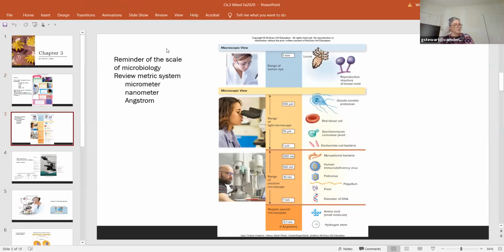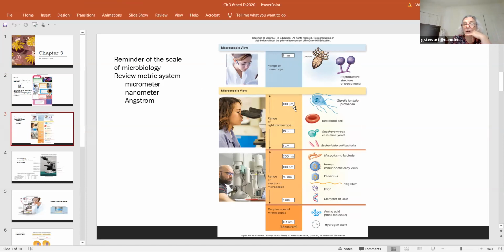So this picture, this is one of the next panels in your book, and this is, of course, to remind us of the scale of microbiology. Microbiology, right? Biology, study of life. Microbiology, study of small life. So you'll see here that this is about the range of a human eye. You can see things down to about 1 millimeter.